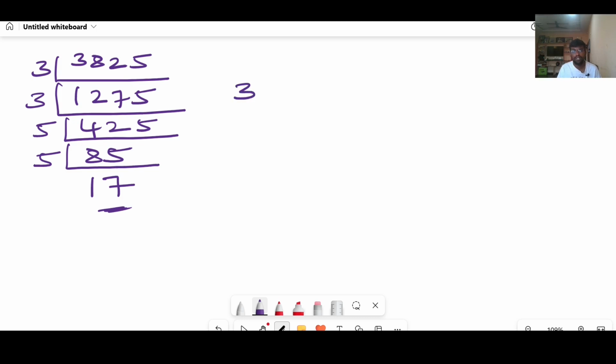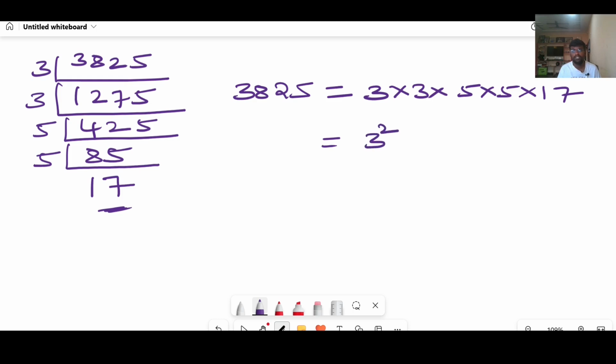Then I can write the prime factors of 3825 as 3 into 3 into 5 into 5 into 17, right? You can write it in exponential form as 3 square into 5 square into 17, right? This is the prime factorization of 3825, and you can do the rest of the problems. You may get a 2 marks question from this, right?